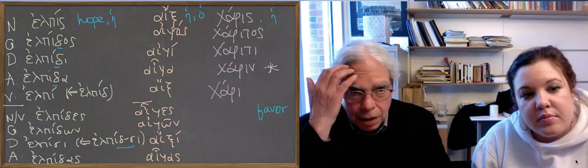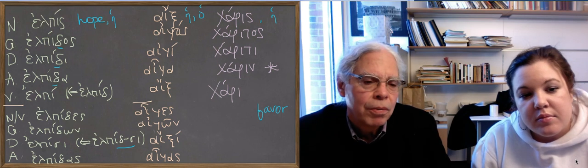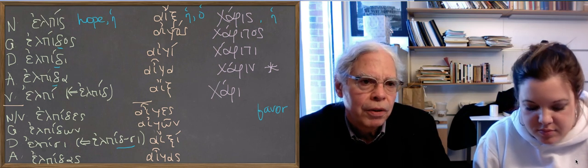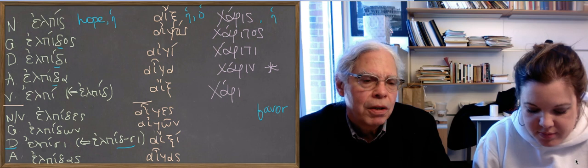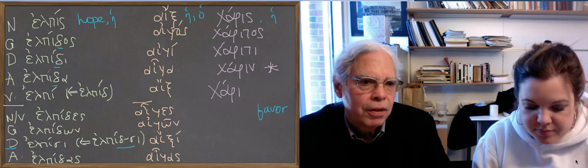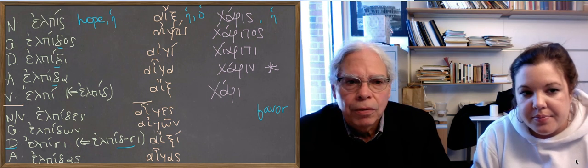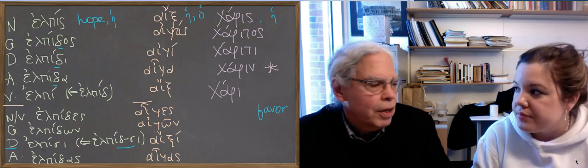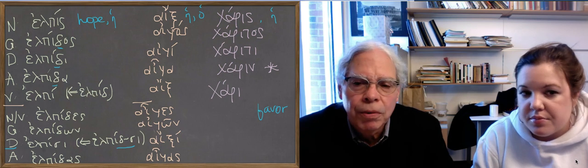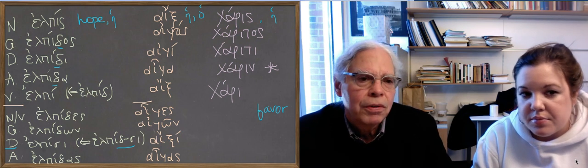You can see that elpisi gives you the dative plural where the delta disappears. The same thing is giving you the nominative, elpid plus s, the delta disappeared, so you have only the s, right? So there's a consistency to the sound changes here that we will try to teach you in a consistent way.